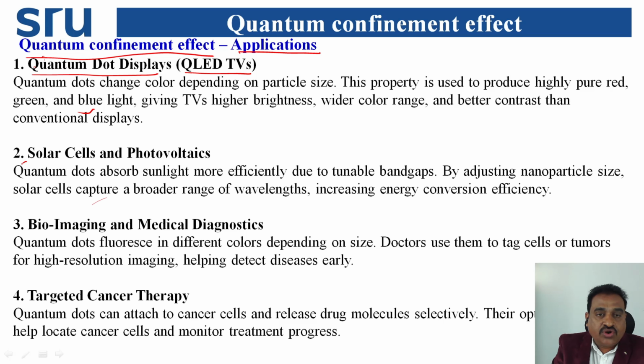You see here solar cells and photovoltaics we can observe. Quantum dots absorb sunlight more efficiently due to tunable band gaps. By adjusting particle size, solar cells capture a broader range of wavelengths, increasing energy conversion efficiency.